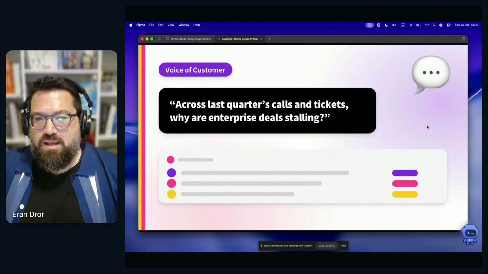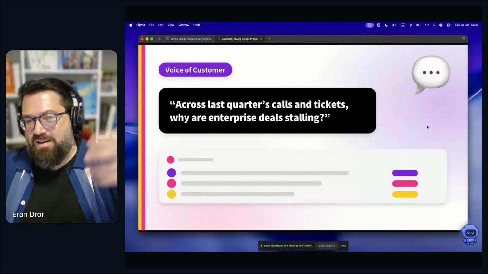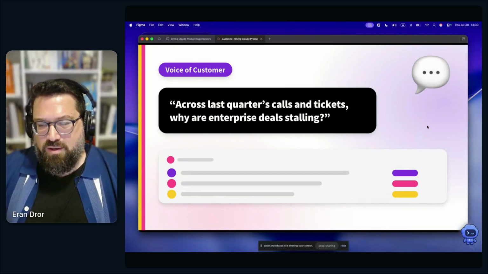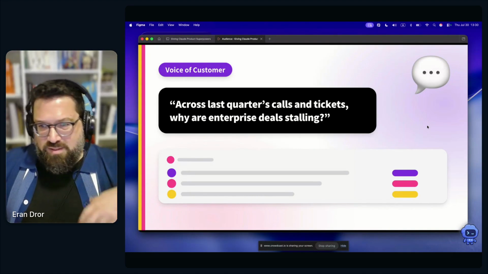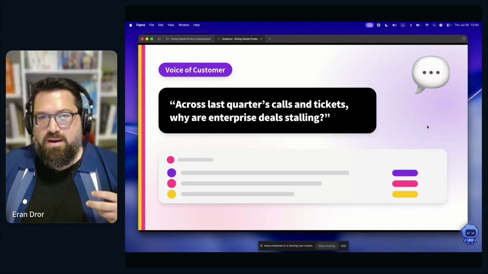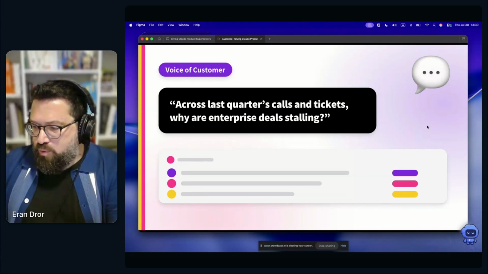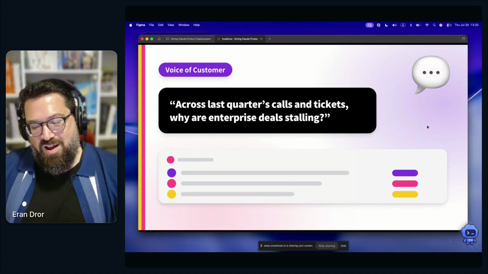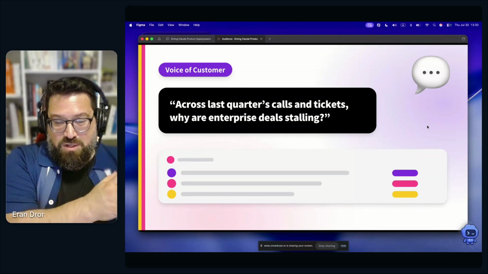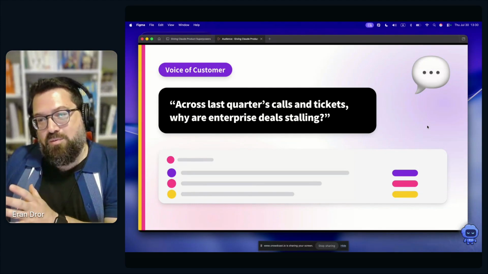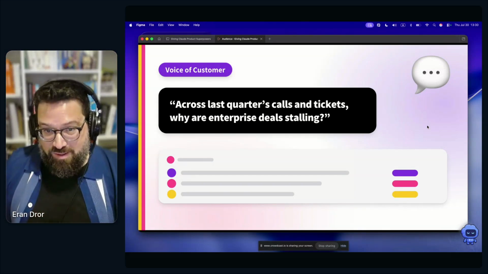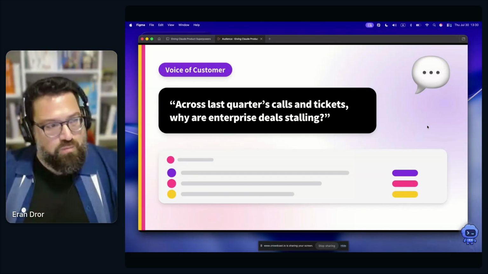So a type of question is like, why across all of the calls and tickets are enterprise deals stalling? Or what are some patterns in this type of customer? What are some patterns of requests? What are the top requests that we're hearing? You could ask why people are not liking this feature, or how people are using this feature and is there adoption? And if there isn't, you can say, hey, please look at the customer voice sources and tell me why they're not, are they saying anything? And all of this with a couple of prompts, right?